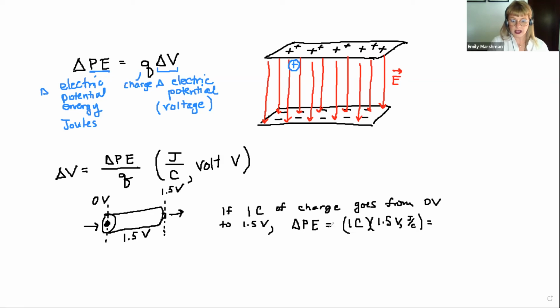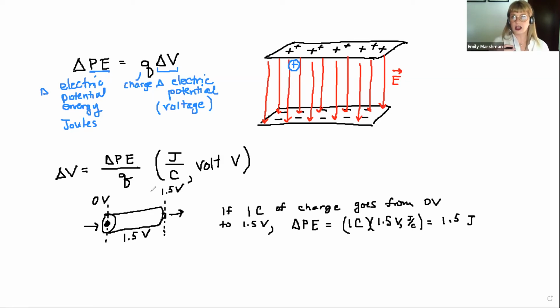So that means that the charge has gained 1.5 joules of energy, electric potential energy, as it goes from one side of the battery to the other. So that's what we mean by volts.